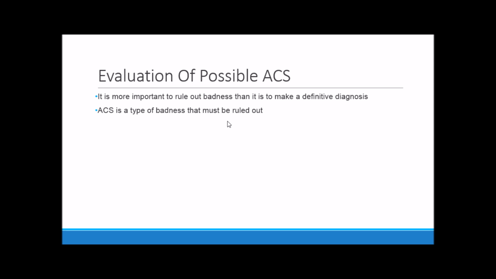Okay? So one of the things to realize is when you're evaluating possible ACS, or any chest pain for that matter, it's more important to rule out badness than to make a differential diagnosis. And ACS is a badness that must be ruled out. So when somebody presents with chest pain and we're considering ACS, what do we do to evaluate whether or not this is ACS? So what are our tools? How do we do that?